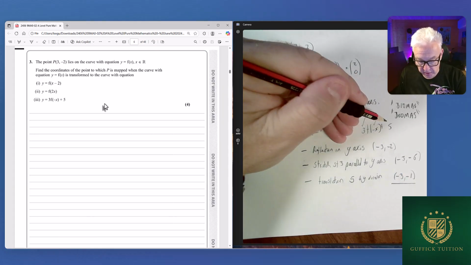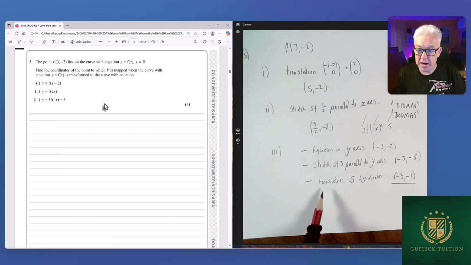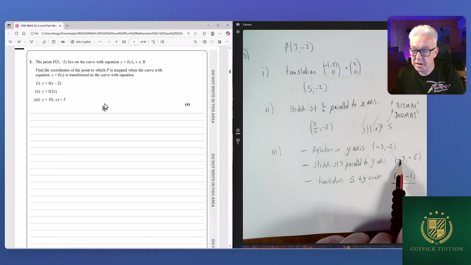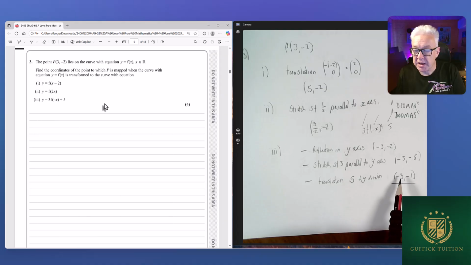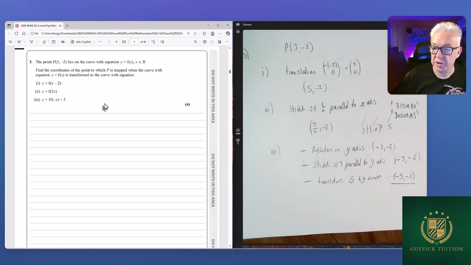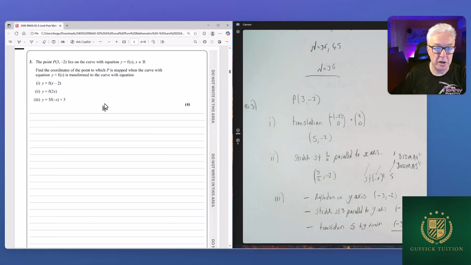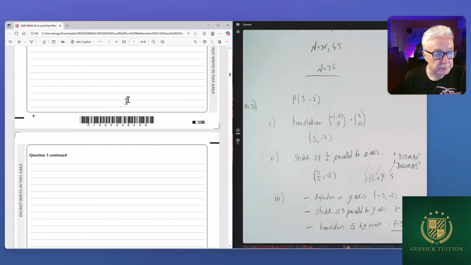And then finally, the plus 5, that is a translation of 5 units in the positive y direction, meaning that the whole graph is going to move up by 5. So where it was at (-3, -6), it's going to go to (-3, -1). So that's our final coordinate. The key handy hint there is to think about the correct order of operations for that one.